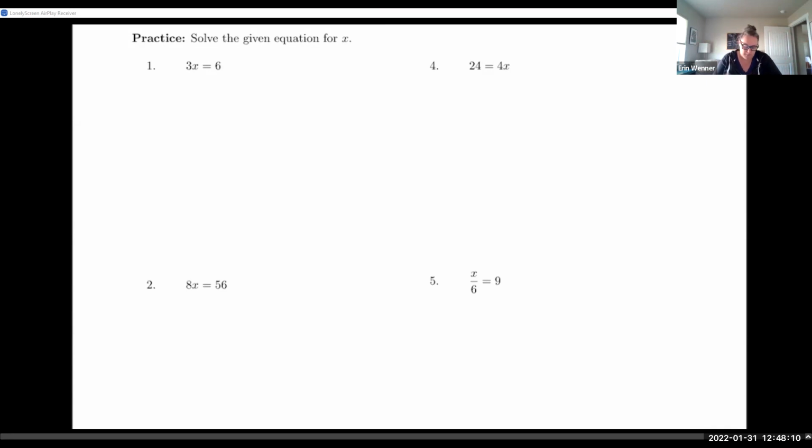So here's what I'm talking about. If we have 3 times X equals 6, we want to undo that multiplication, we need to divide. And specifically, we need to divide by the number X is being multiplied by. And if we do it to the left-hand side, we got to do it to the right-hand side as well. So 3 times X divided by 3, these 3's cancel. And I'm just left with X equals 6 divided by 3, which reduces to 2. So go ahead and do 2 and 4 and send me your answers.